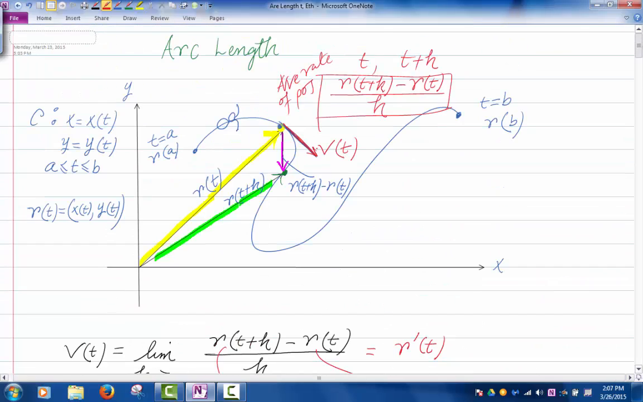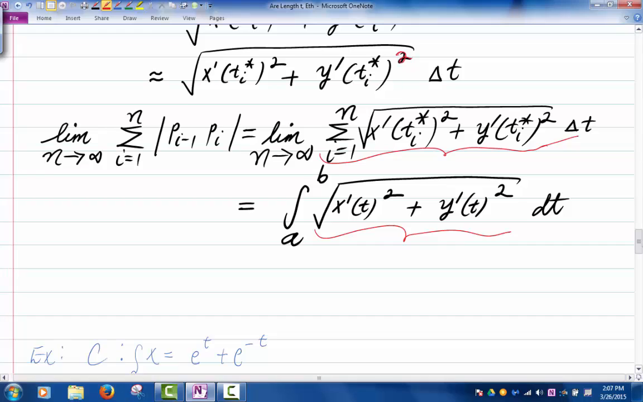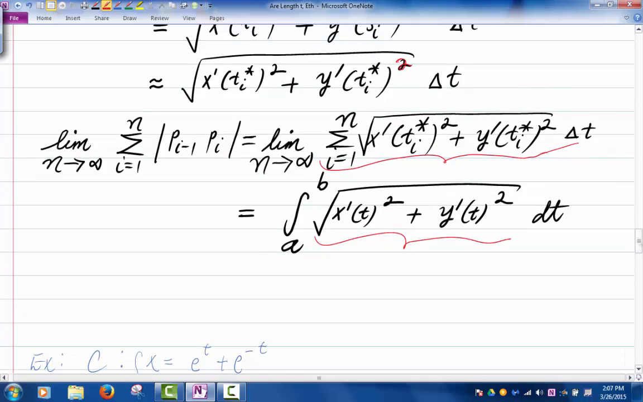if I have a parameterized curve like this, where x of t and y of t are the component functions for the curve, and the parameter t varies from a to b, then what's the length of the curve? What we are saying is that the length of the curve is given by this integral, right? Is everybody okay? That's the formula that you need to remember. It's a very easy formula, right?